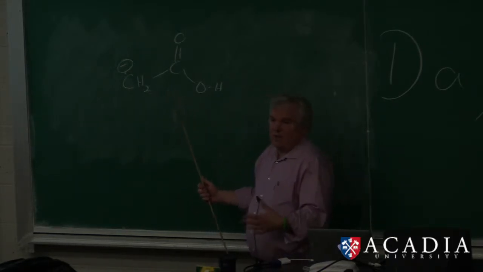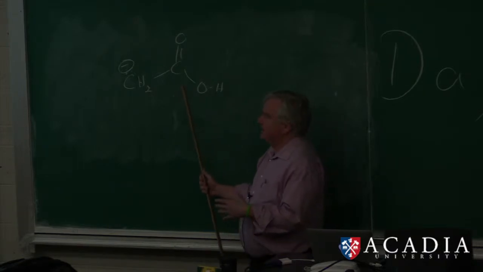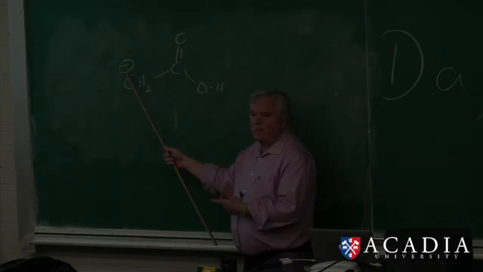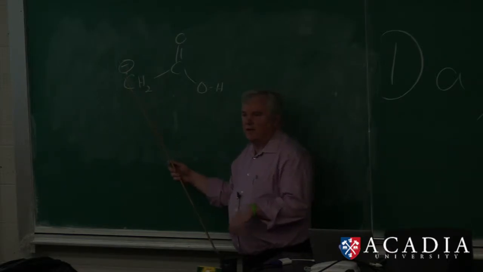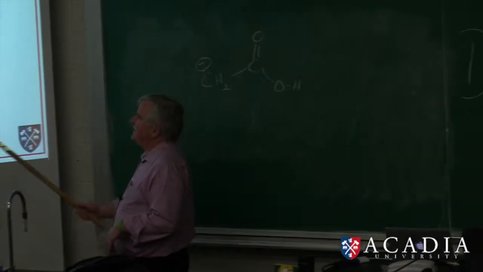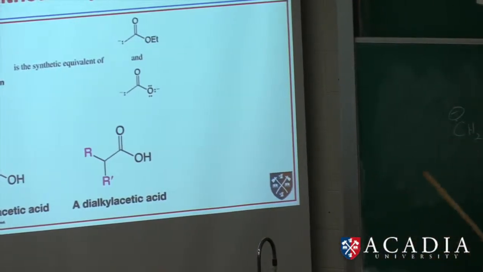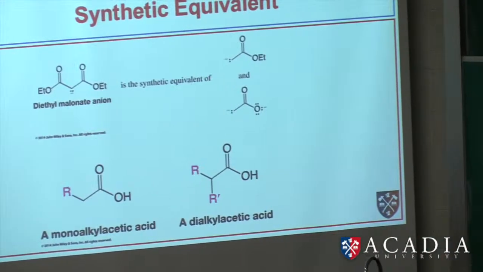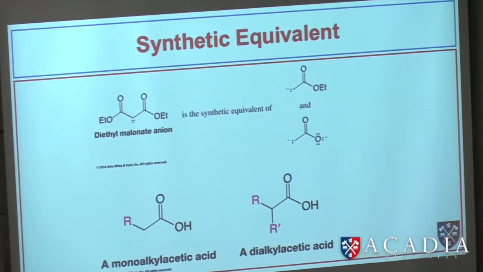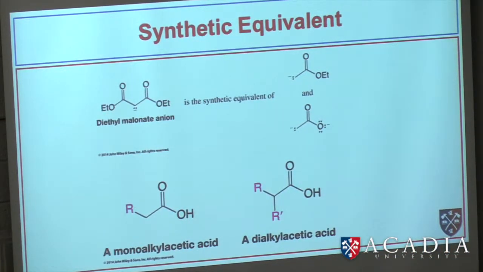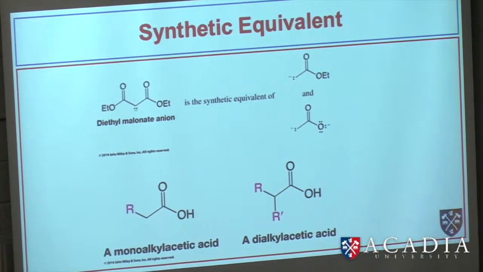But if we could somehow make this and freeze up this so the proton wasn't reactive, this is what the products come from, something that would look like this. So we talk about it being the synthetic equivalent of the carboxylate anion, but we end up reacting this carbon with some electrophile and doing either alkylations or acylations on that carbon. So our products are substituted acetic acids, either mono or disubstituted acetic acids.